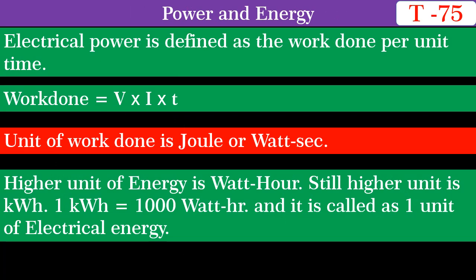Friends, next we shall discuss about the electrical power and energy. We know electrical power is defined as the work done per unit time, but the work done is equal to V into I into T. Unit of work done is joule or it is watt second. Higher unit of energy is watt hour. Still higher unit is kilowatt hour, and 1 kilowatt hour is equal to 1000 watt hours, and it is called as the unit of electrical energy.